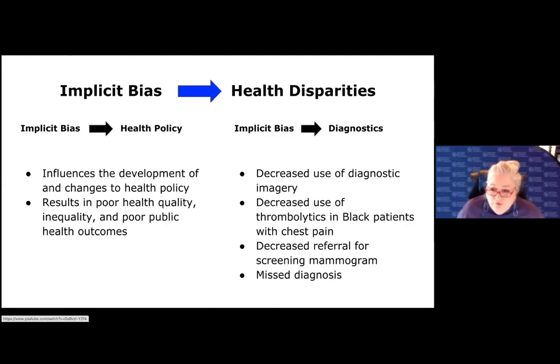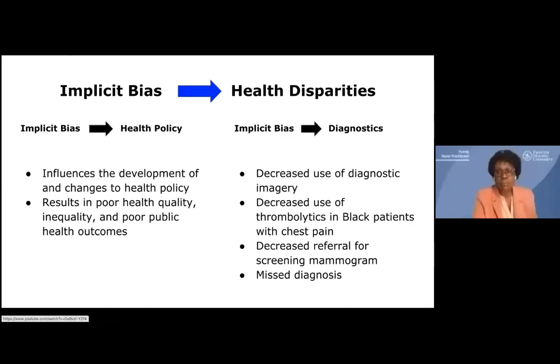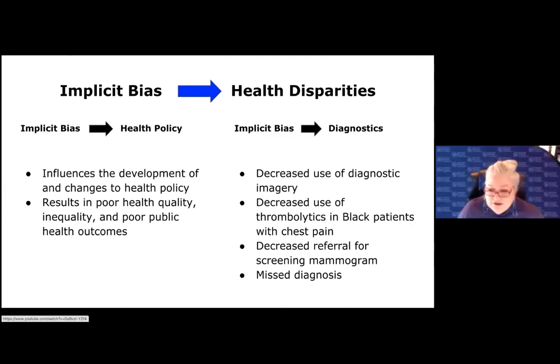Studies have also shown a decreased use of thrombolytics in Black patients with chest pain who are having an MI. And there's a decreased referral for screening mammograms based on breast cancer statistics for Black women, as we talked about with the new Shannon's Law in New York. Misdiagnosis related to implicit bias does occur.